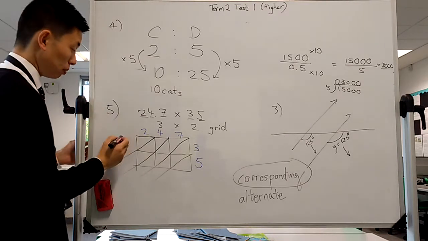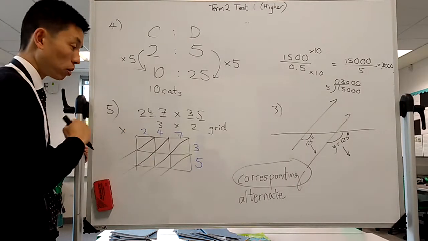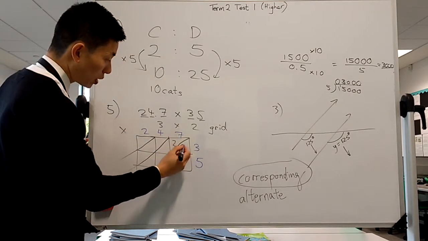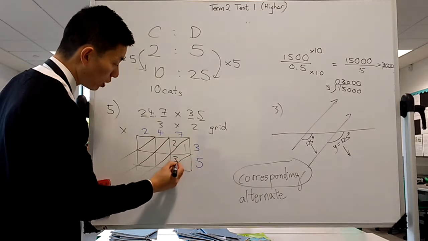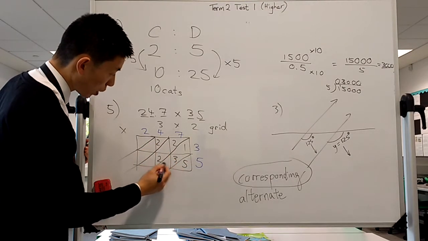So now times them. If you don't remember it, write a times symbol next to the box. 7 times 3, 21. 7 times 5, 35. 5 times 4, 5 times 4, 20.